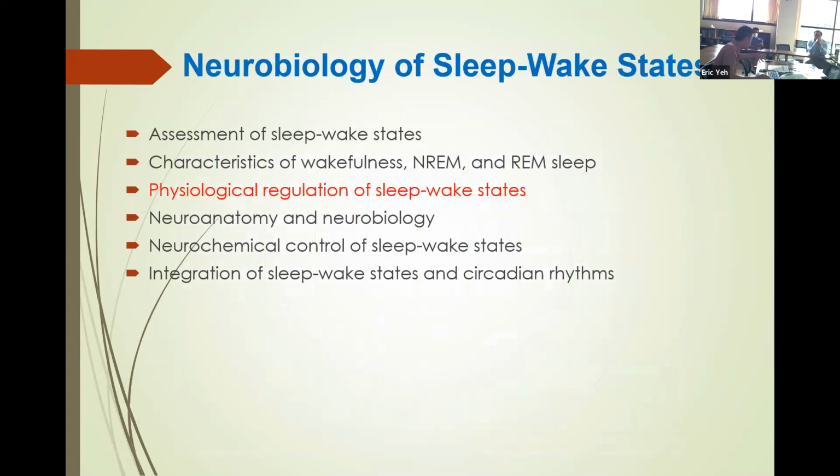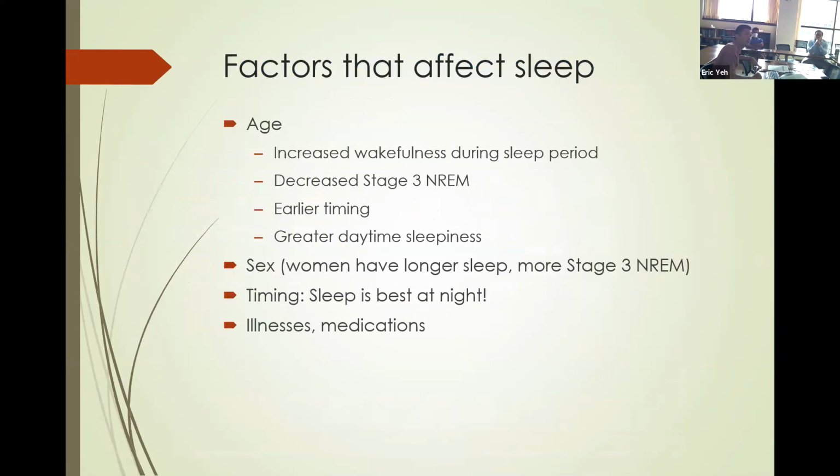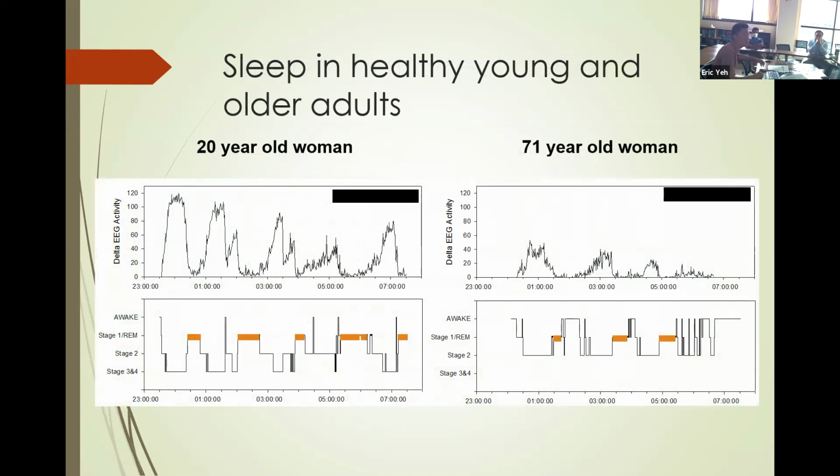So some of the characteristics we already talked about with that table, at this point it's probably pretty intuitive to you guys already: the muscle tone, the arousability, and then the O2 CO2 control. That it is the lowest during REM is actually pretty interesting. And anyhow, with physiological regulation of the sleep-wake cycle with age: increased wakefulness during sleep period, decreased stage 3, earlier timing, greater daytime sleepiness. Women have longer sleep, they have more stage 3 sleep, timing of the sleep is best at night, illness and medication, they all affect how you sleep, right?